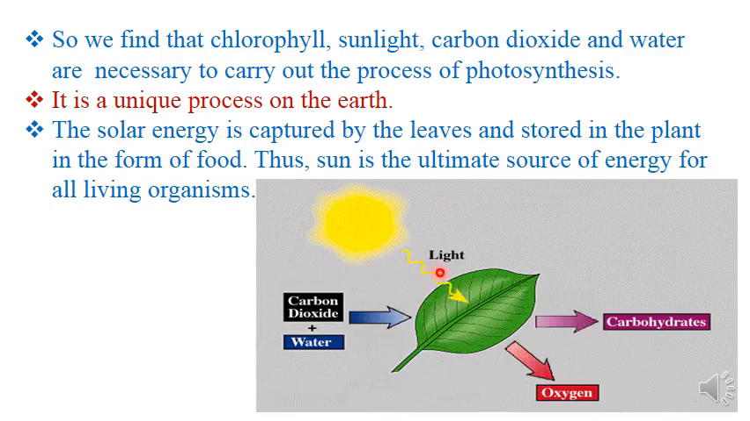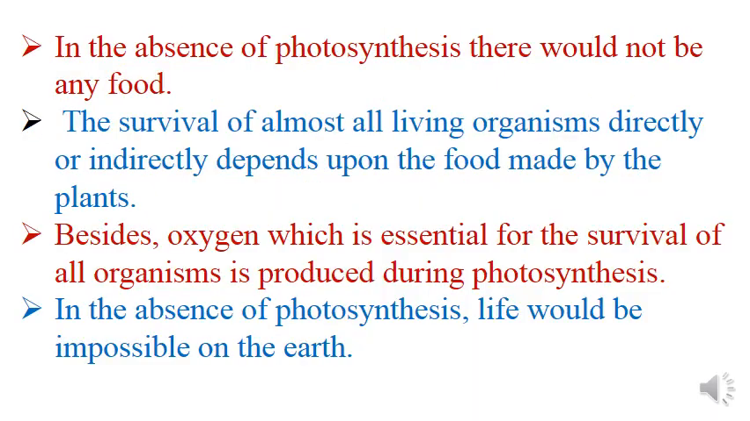Do you understand? Sunlight, carbon dioxide and water are taken from nature and chlorophyll converts this into chemical energy, and the result is carbohydrate, oxygen and water. In the absence of photosynthesis, there would not be any food. If photosynthesis does not take place in the leaves, there won't be any food. The survival of almost all organisms directly or indirectly depends upon the food made by the plants.